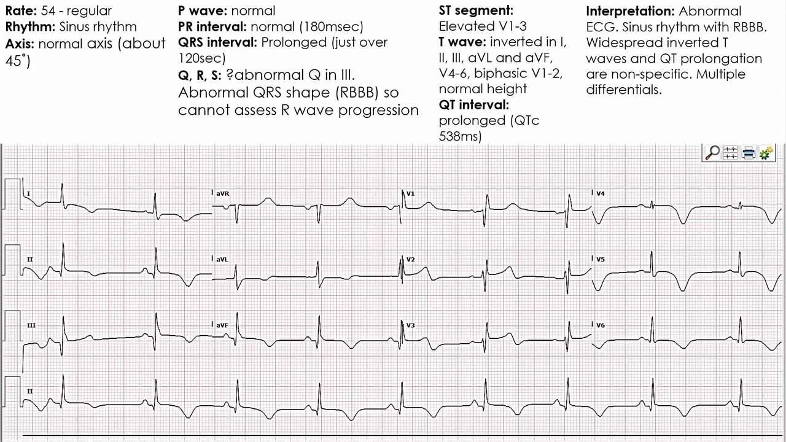And so if you're going to interpret this, I would say this is an abnormal ECG. It's a sinus rhythm with a right bundle branch block with widespread inverted T waves, ST segment changes, and QT prolongation. However, this is pretty non-specific, and there are multiple differentials for this ECG, including ischemia.